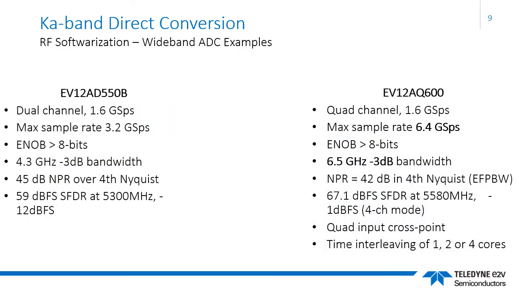Here are a couple of example ADCs, both of which feature an analog bandwidth in excess of 4 GHz. On the left, the AD550 is a dual-channel design capable of sampling at 1.6 gigasamples per second, or up to twice that, 3.2 gigasamples per second, in time interleaved mode. The AQ600, with 4 cores, can sample double that again and offers an expanded analog bandwidth up to 150% that of the AD550.